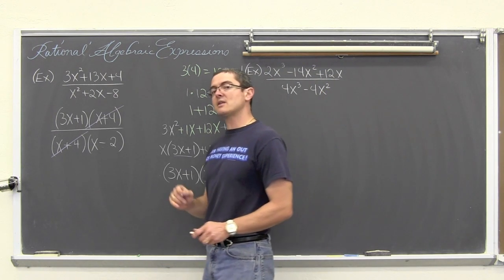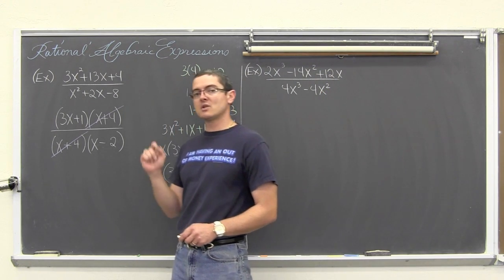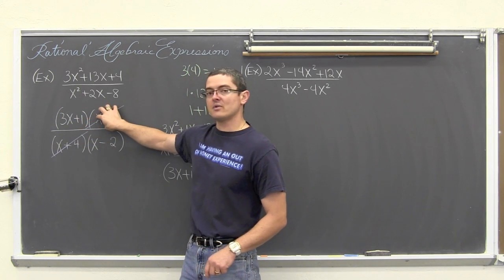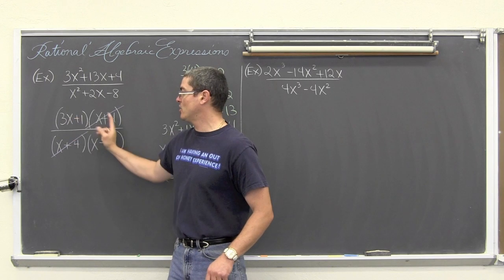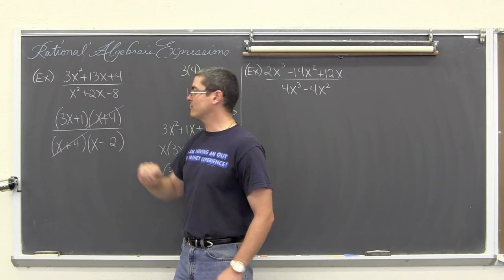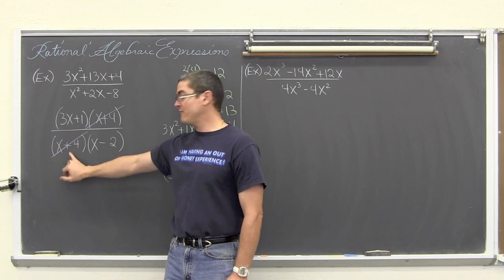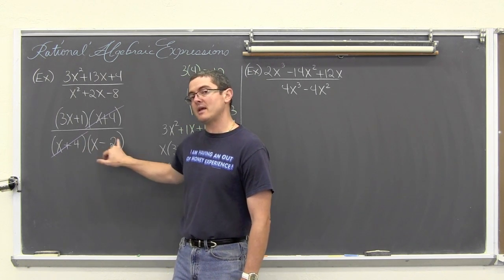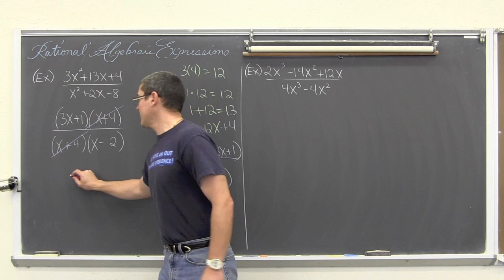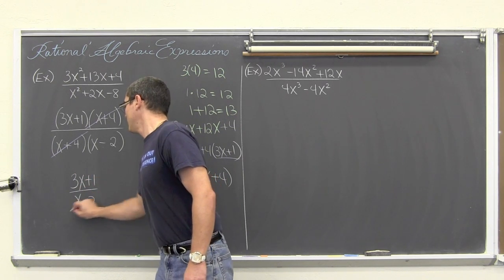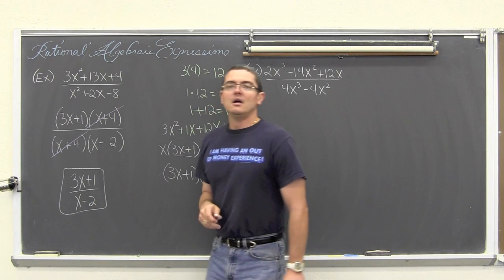And again, you can cancel out factors, not terms. This is one number being multiplied by another number. So these in the numerator are two factors, one of 3x plus 1 and one of x plus 4. And again, we have that same factor because it's being multiplied to something else in the denominator. Our final answer comes out to be 3x plus 1 over x minus 2.